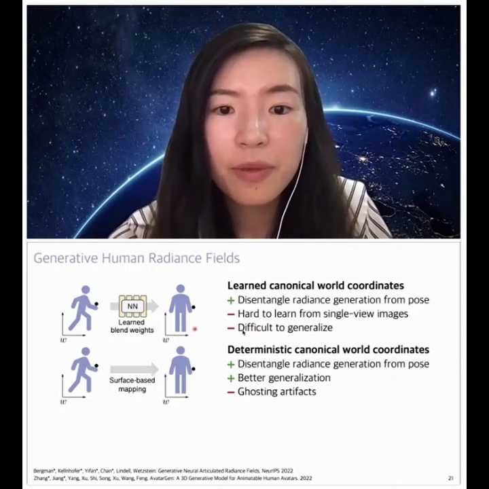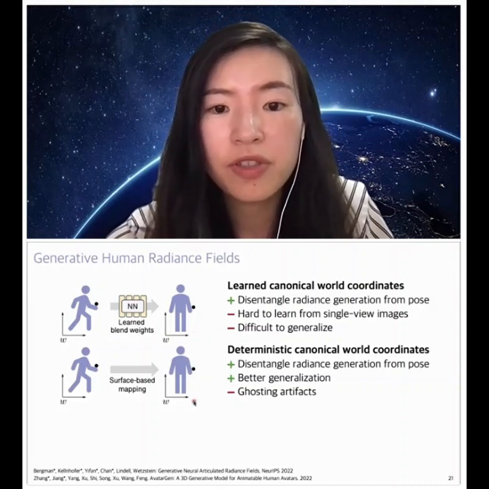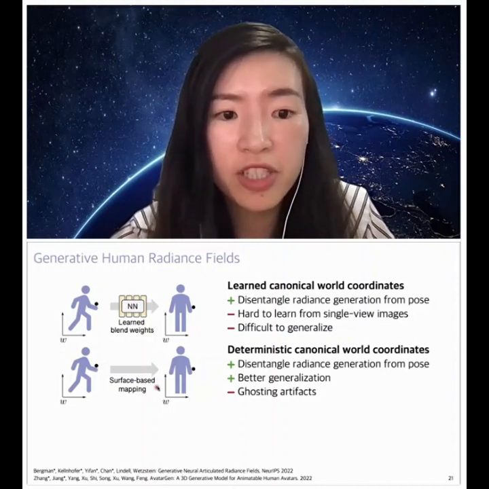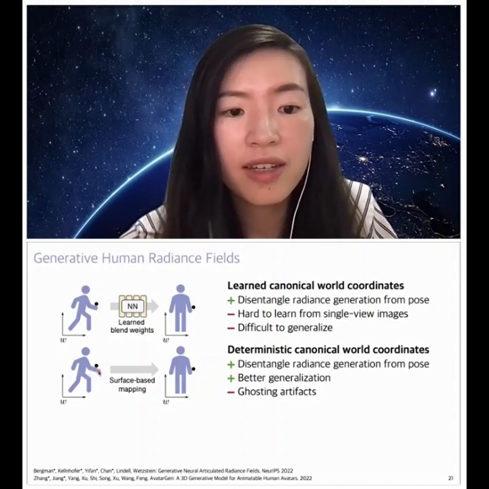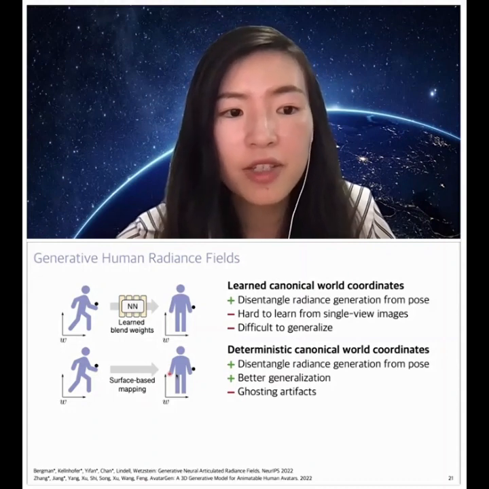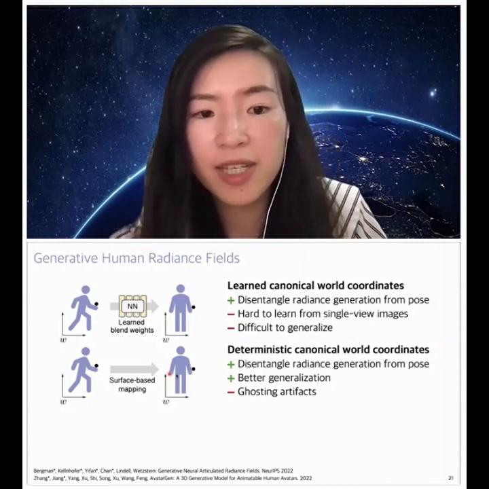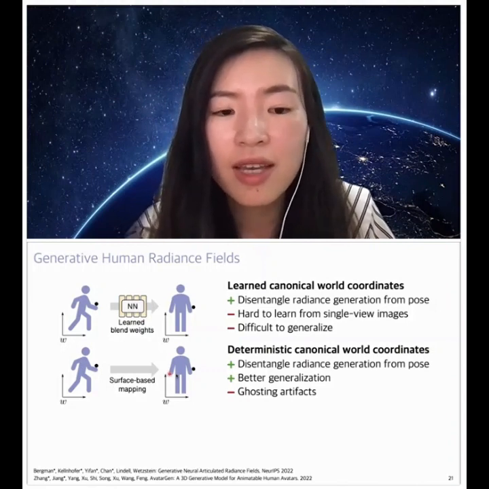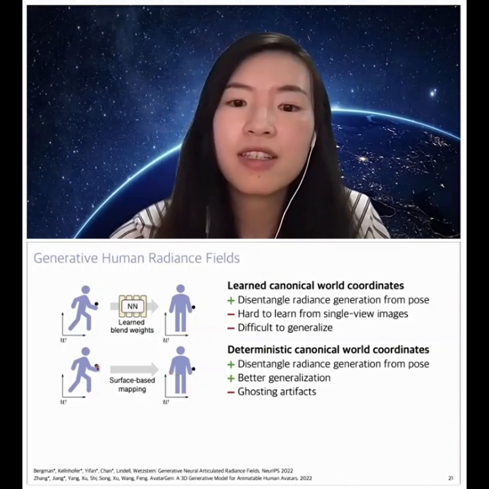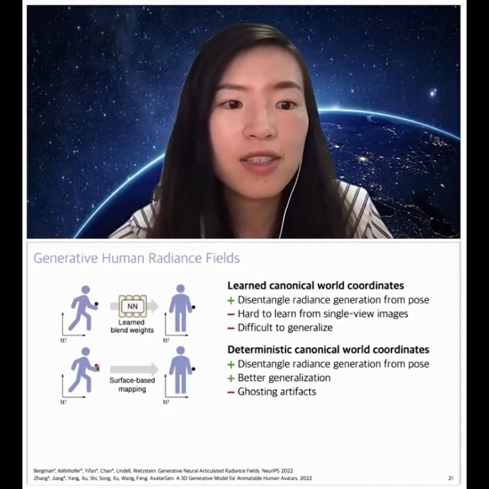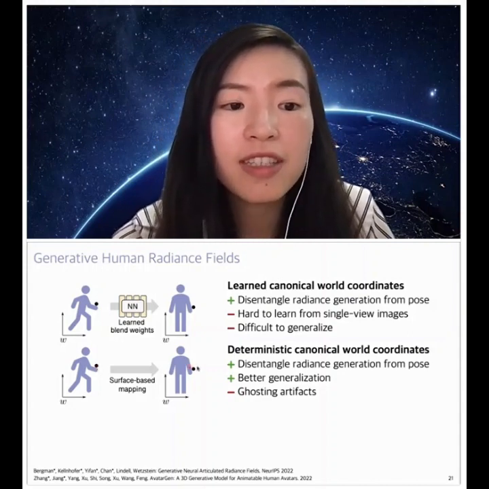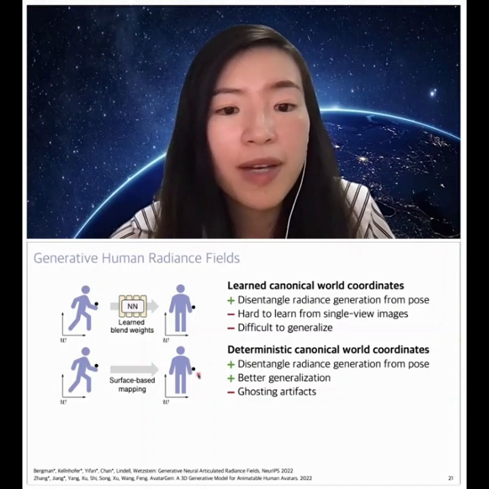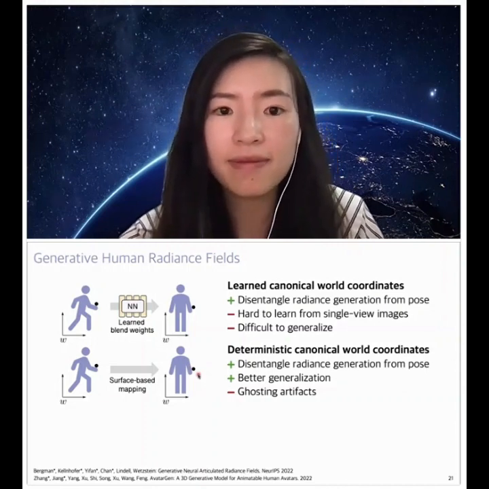Another line of works instead proposed a deterministic canonical world coordinate formulation, where they use a deterministic surface-based mapping to map the point from the observation space to the canonical space. This leads to better generalization, but it can also generate ghosting artifacts in the case where, for example, one point in the free space is mapped to occupied space in this canonical space.